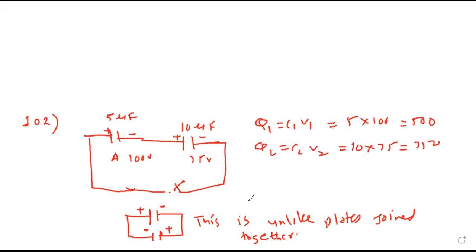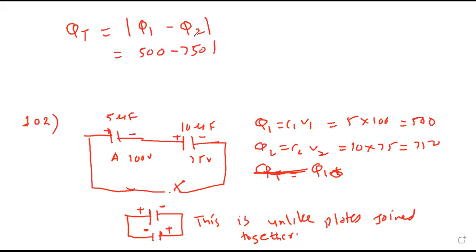Whenever two individual capacitors are joined together, first always find the total charge. Total charge will be Q1 minus Q2 when unlike plates are joined together. If like plates, then it will be the sum. So 500 minus 750 equals 250 in magnitude.